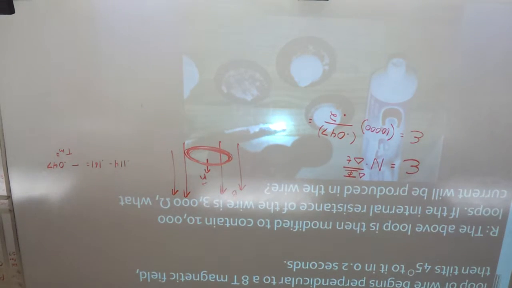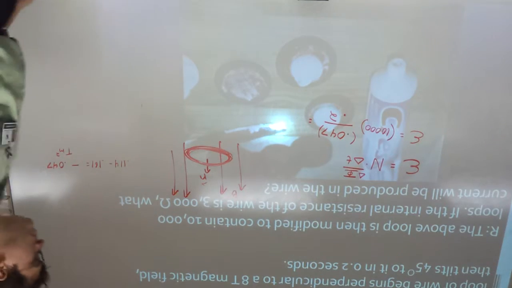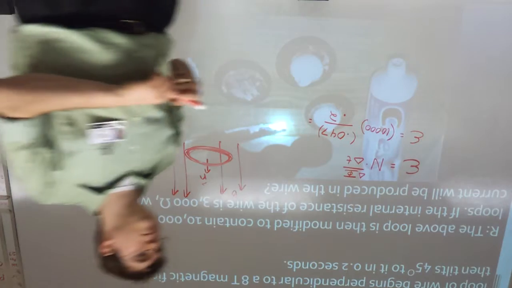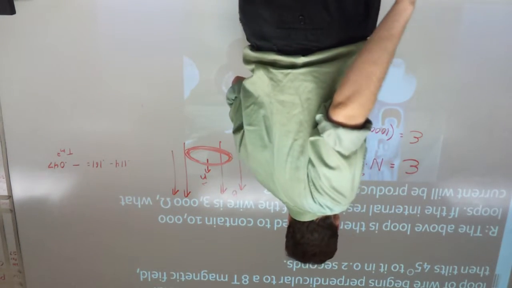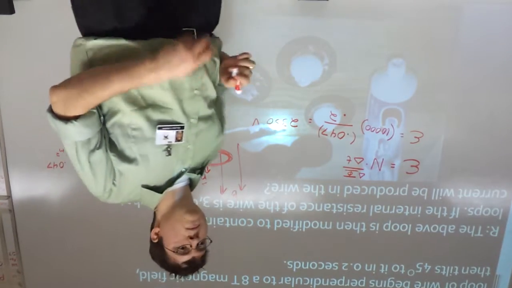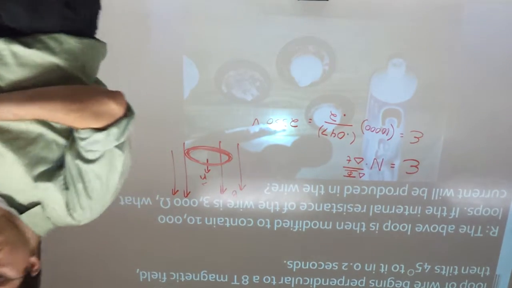We get... Are these cheeses ready, guys? 1,000. I got 2,050. 2,350. Oh, that's pretty close. Volts.